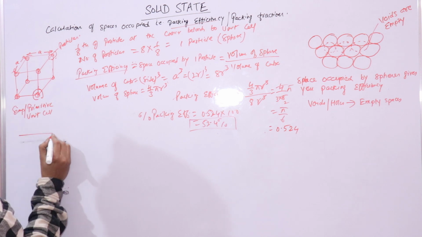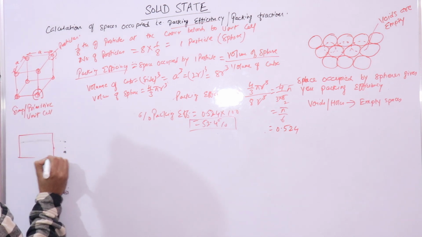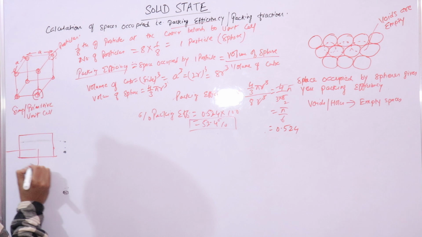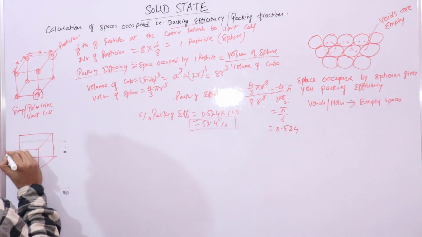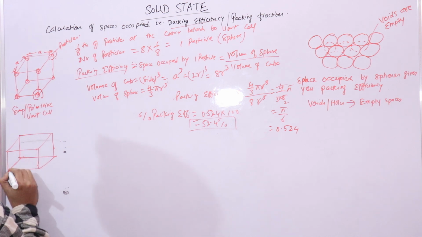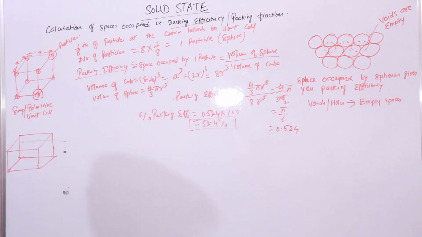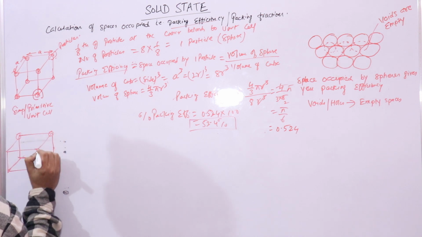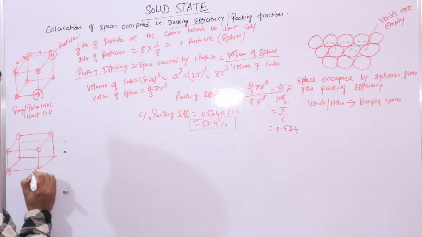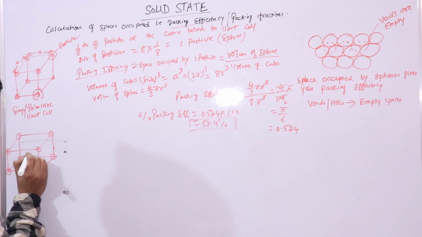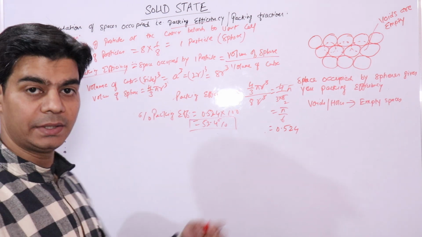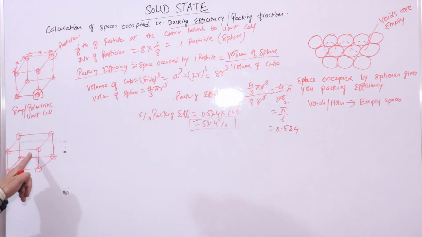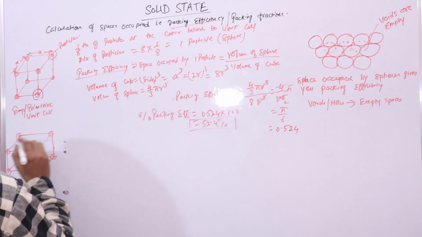Right, now let's just recall how we calculated it. That will make our understanding better. Right, this is a cube, right? And in body centered cubic we have particles at the 8 corners of the cube, and there is one particle at the center, which is not shared by any other unit cell, and this particle at the center belongs to this unit cell only, right?